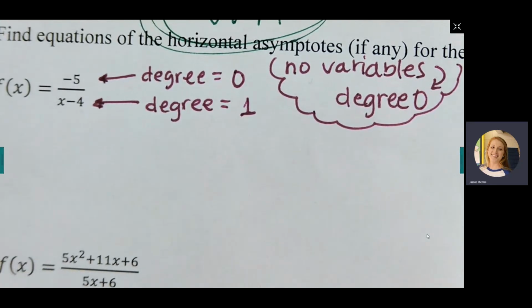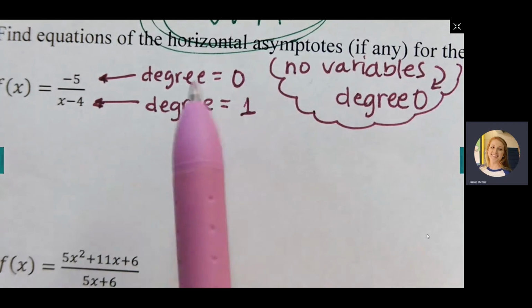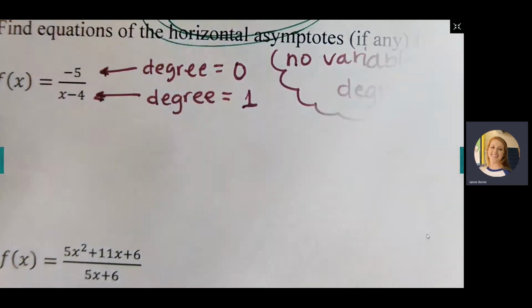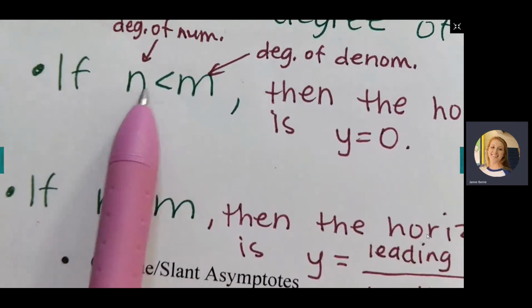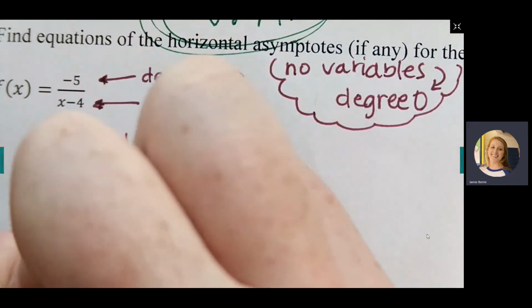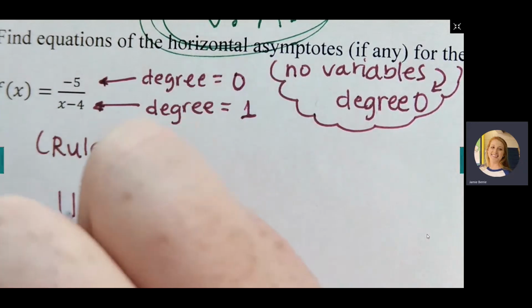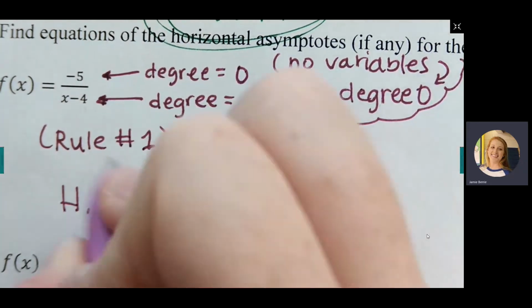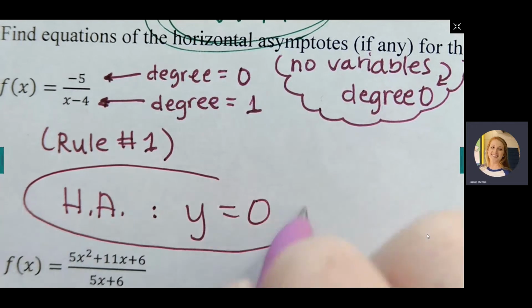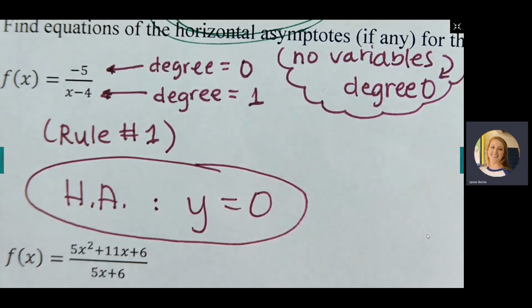So let's look at our rule. In this case, the degree of the top is less than the degree of the bottom. All right, so that's the first rule. It says if the degree of the top is less than the degree of the bottom, then the horizontal asymptote is just y equals 0. So that's all you have to write. This is rule number 1. So the horizontal asymptote is y equals 0. There's no work to be done. All you have to do is identify the degrees.